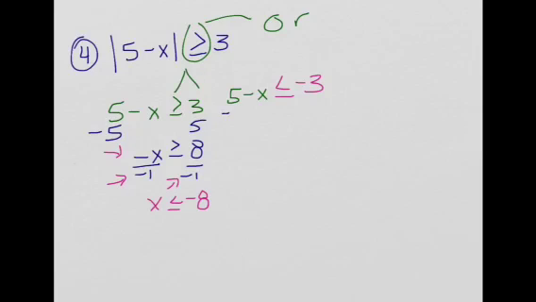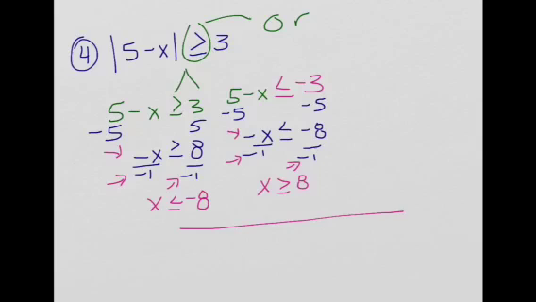Okay, now we're going to zero pair out the 5. And we have -x is less than or equal to -8. Divide by -1, divide by -1. Again, we see the minus min appearing. So we're going to flip the sign. X is greater than or equal to 8.